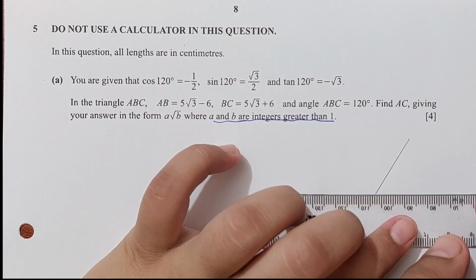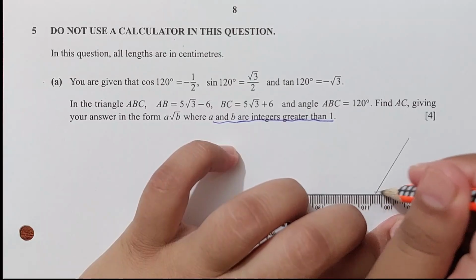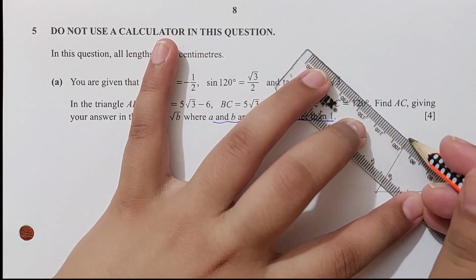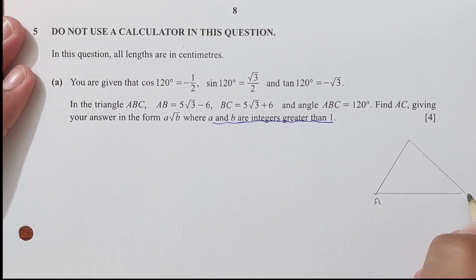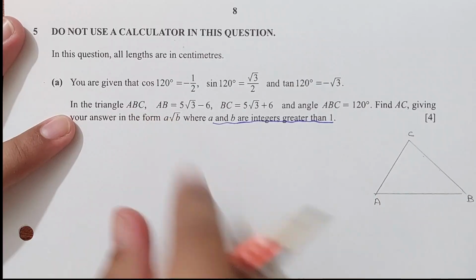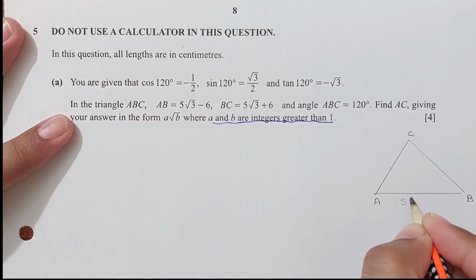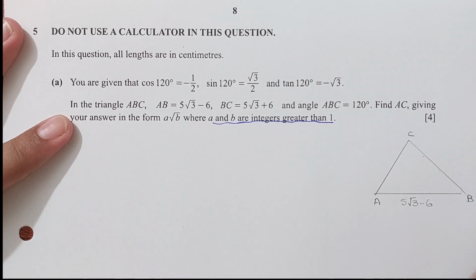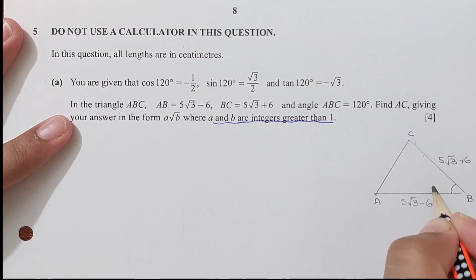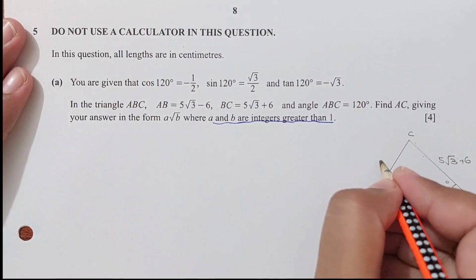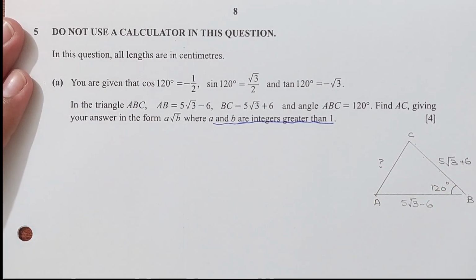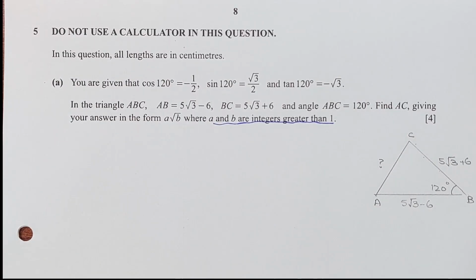Just a rough sketch. Okay, let's say this is a triangle ABC. A, B and C. We are given AB, which is 5 square root of 3 minus 6. We are given BC, which is 5 square root of 3 plus 6. And we are given the angle ABC, this angle is 120 degrees. Right. We have to find AC. Okay. So we have the two sides and the angle between them. So let me apply the law of cosines here.